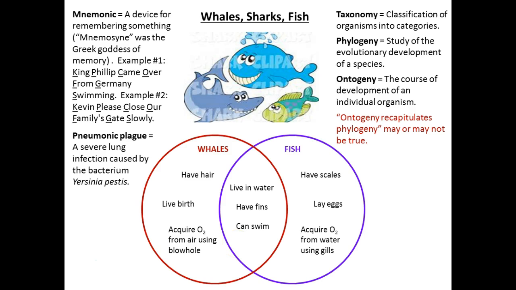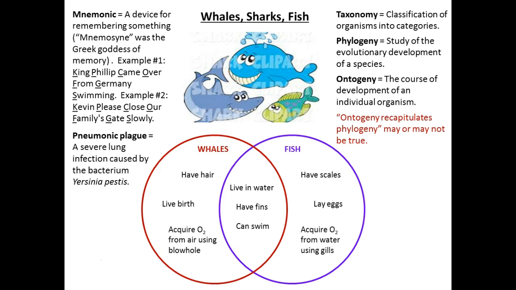Yeah, we know that whales, for instance, are what we call mammals, right? They have hair. They give live birth. They have to breathe air from the surface. They have to surface to get air. Fish, on the other hand, have scales, right? No hair. They lay eggs, and they can acquire oxygen through their gills in the water, right? They do not have to surface to acquire oxygen for respiration.